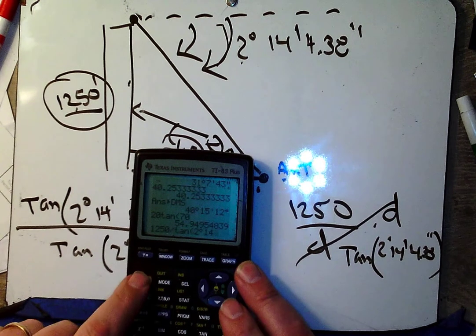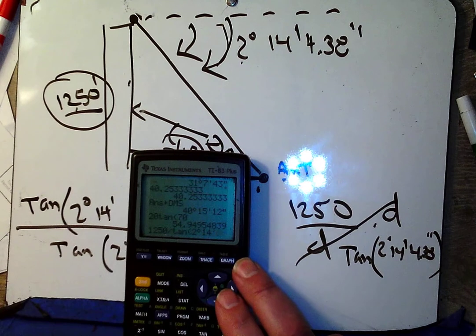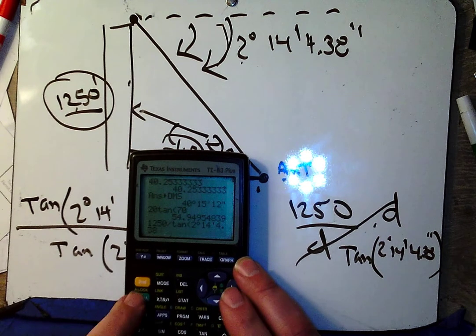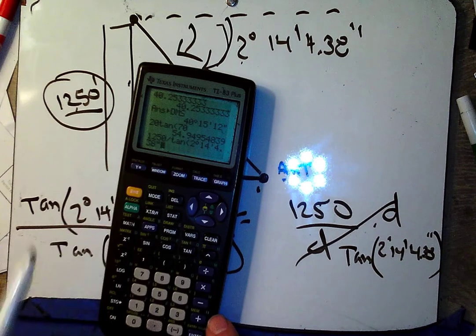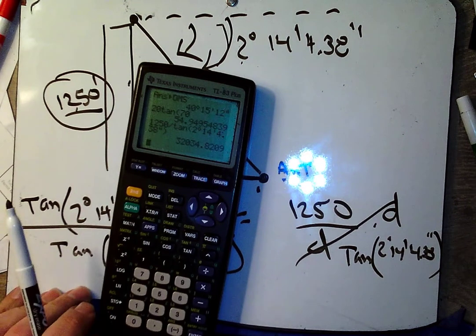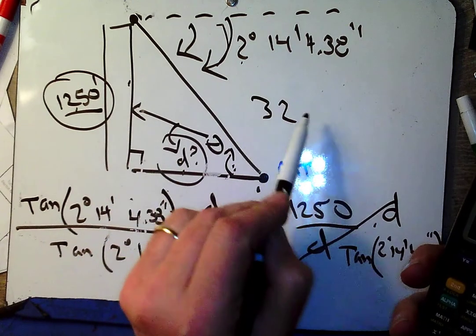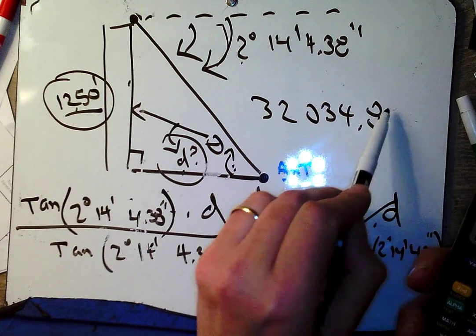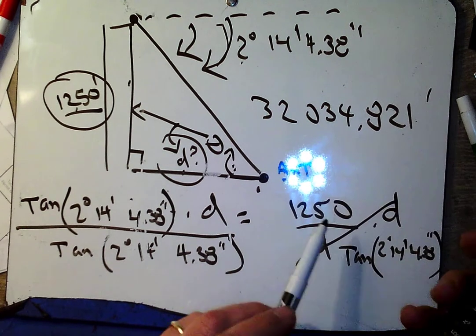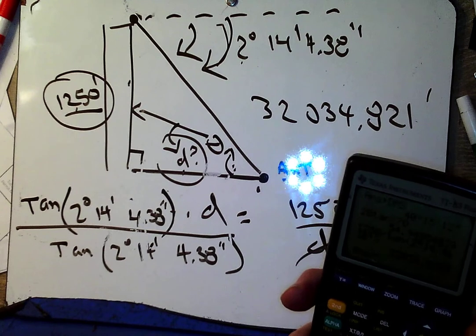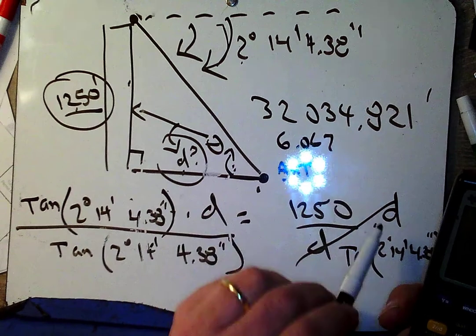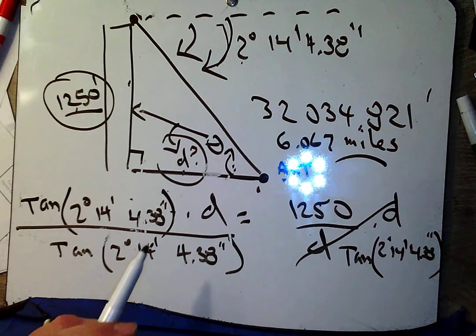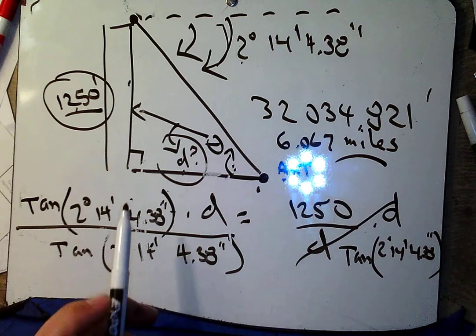And 14 minutes and 4.38 seconds. Remember, it's over here next to the plus. Seconds. And close parenthesis. So we get 32,034.821 feet. And since there are 5,280 feet in a mile, that's about 6.067 miles away. All right. Wow, that ant. You could really see it.